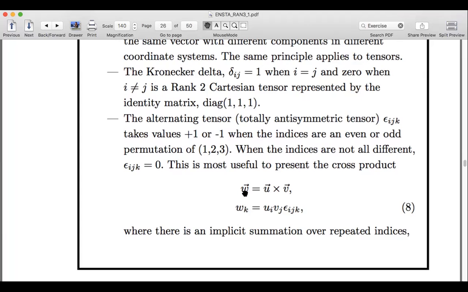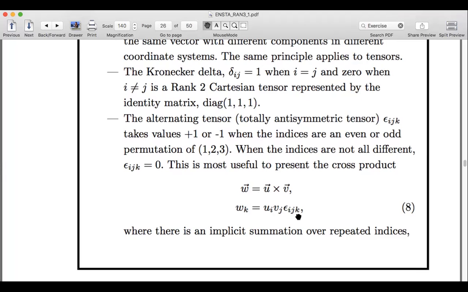And so the kth component of this vector w is the ith component of u times the jth component of v times epsilon ijk. Now, it's implicit here that there's a summation over the repeated indices. What are the repeated indices? Well, there are two i's here, so i is a repeated index, so we have to sum over i. And there are two j's here, so we have to sum over j. But there's only one k, so we don't sum over k.